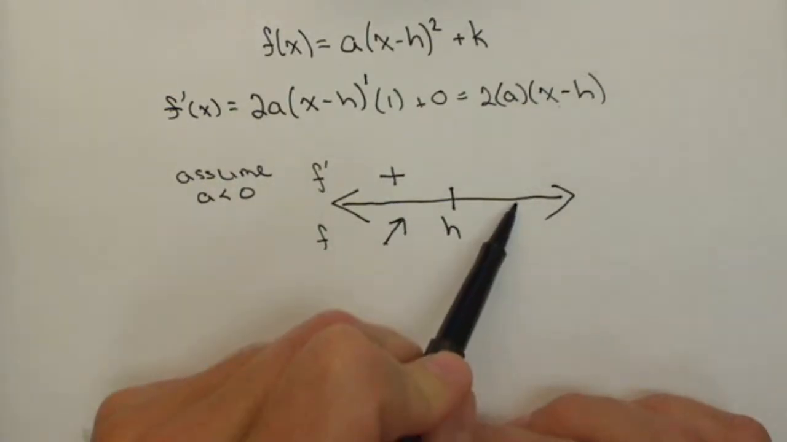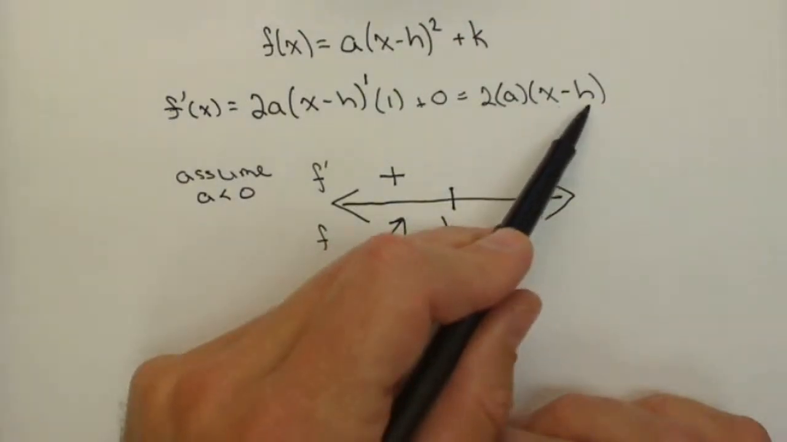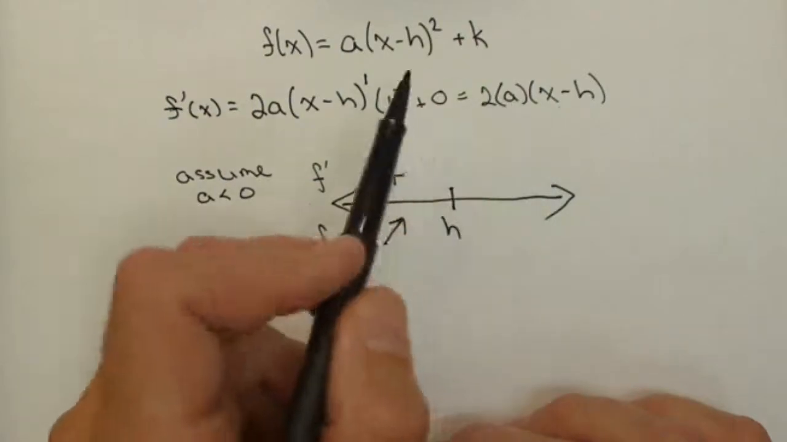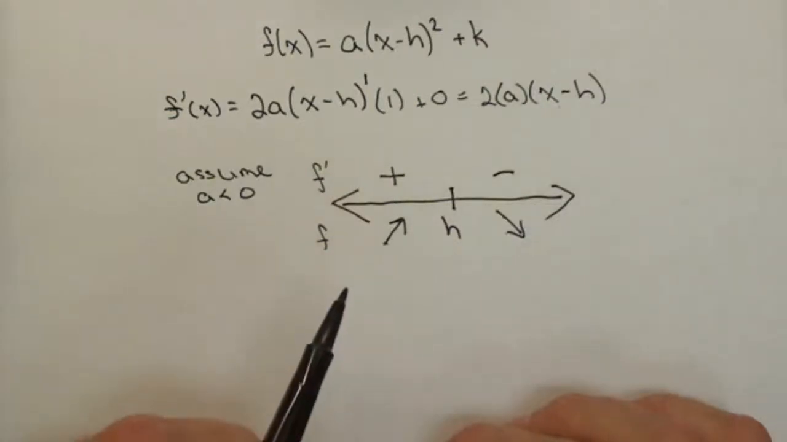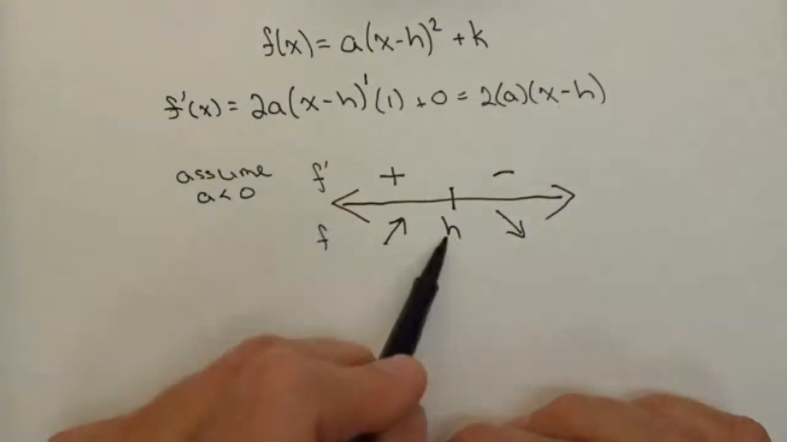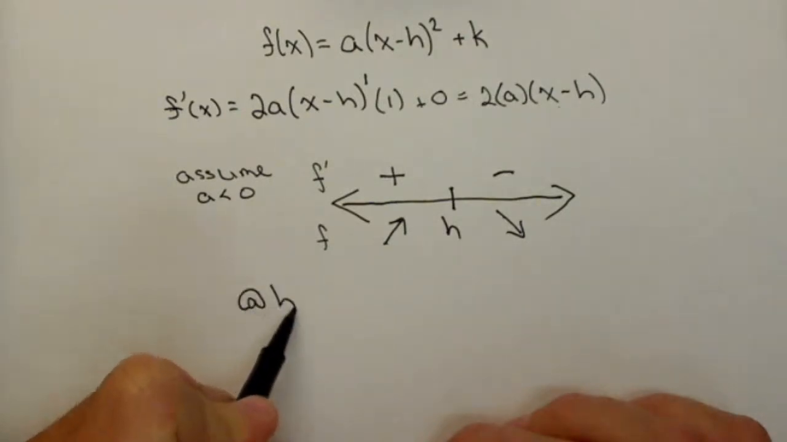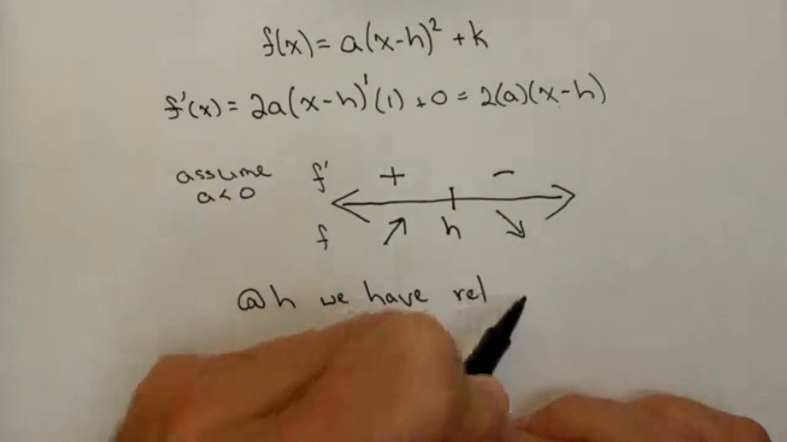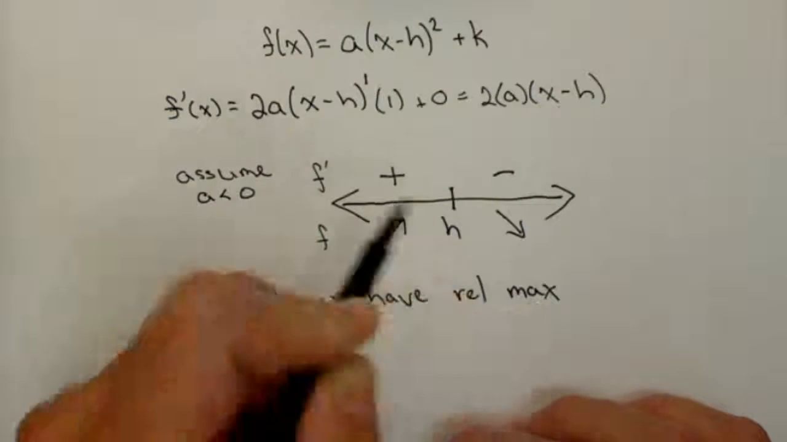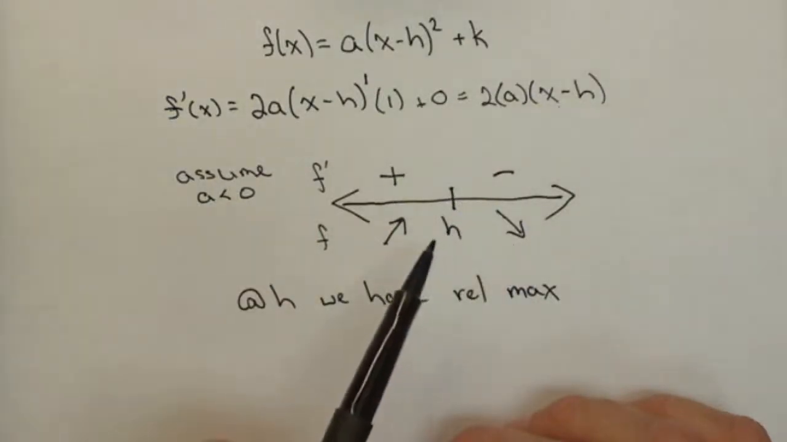Now if we pick something to the right of h, that means we're picking something larger than h, so the difference between that and h is going to be positive. A is negative, so a negative times a positive is negative, and our function is going to be decreasing. So if we look, our critical value at h, we have a relative maximum, or local maximum, because our function goes from increasing to decreasing. Now because this is a quadratic, this is also going to be an absolute maximum at h.